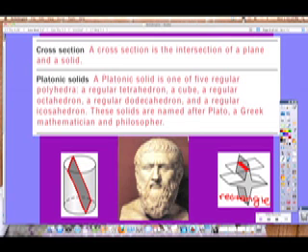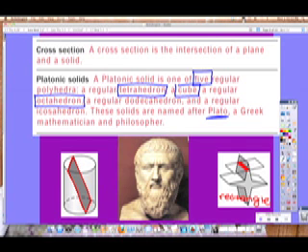Okay, next part. I find this fascinating. There's a guy named Plato. There's Plato, Greek philosopher, mathematician. He came up with the 5 platonic solids. So on your notes, put down that there's 5 of them. First one is the tetrahedron, and then the cube, and then the octahedron, dodecahedron, and icosahedron. That's it. Just write down 5 platonic solids and then list the 5 of them.